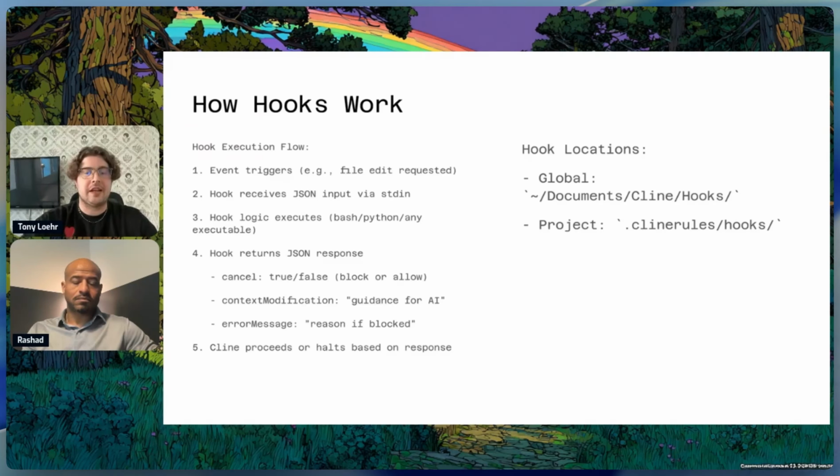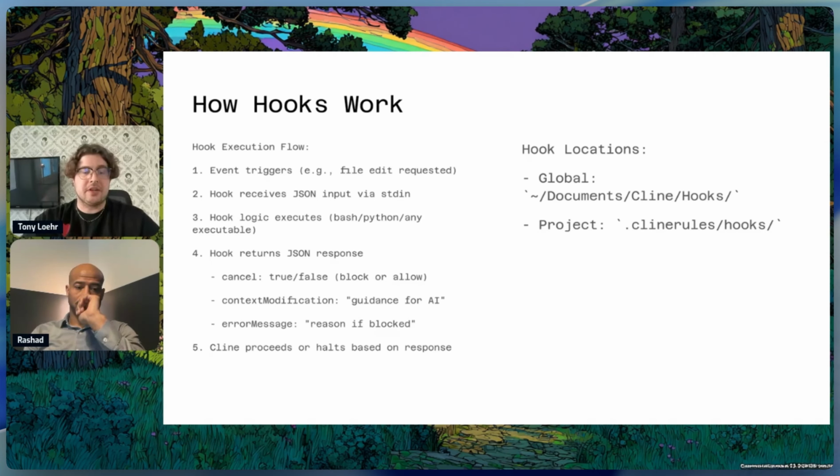And your hook logic executes, and this could be a bash script that checks file extensions, a Python script that scans for secrets, or even a call to your external security scanning API, if that's something your organization prefers to utilize. Now, the hook returns a JSON response with three main fields: cancel, which is true when it's going to be blocking the operation; context modification, which includes guidance injected into the AI's context for future decisions; and error message, which is usually an explanation if there's a blocker happening.